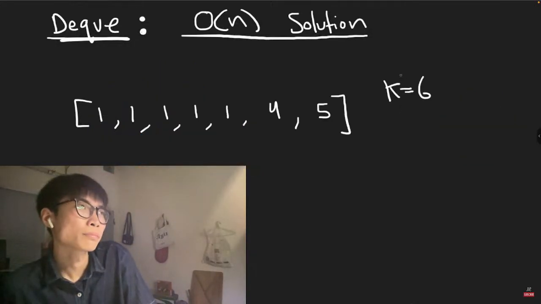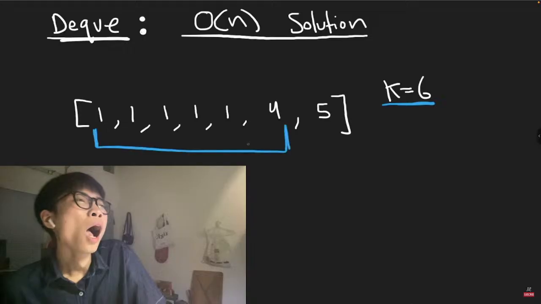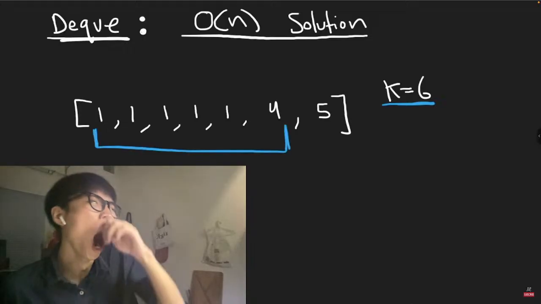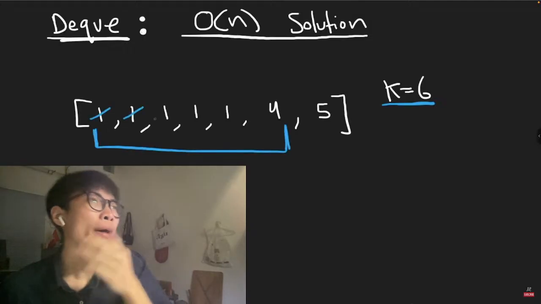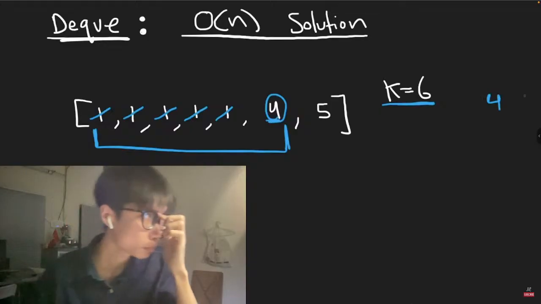And let me just make it even more obvious. Let's say our window size is 6 and this is our input array. So for our first window, we have to check the 1, another 1, another 1, another 1, another 1, and then a 4. So the 4 is our max. That's great, so we can save that.